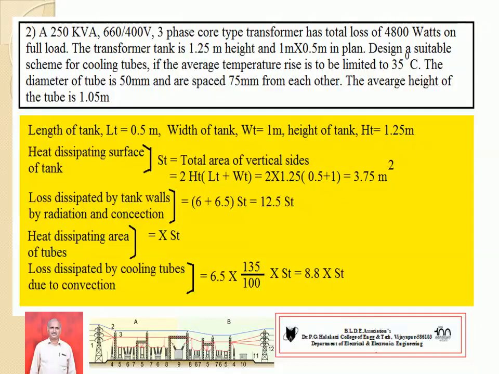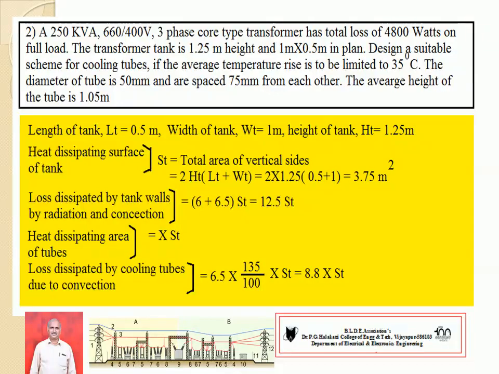So now the length of tank is given. Length of tank is 0.5 meter. Width of tank is 1 meter. Height of tank is given as 1.25 meters. So already we have known how to consider the surface area of tank. If you are interested, you can draw the tank diagram or leave it, no problem. Directly you can go for heat dissipating surface of tank, 3.75 meter square.